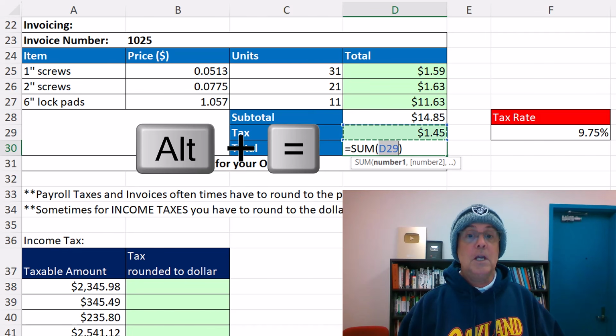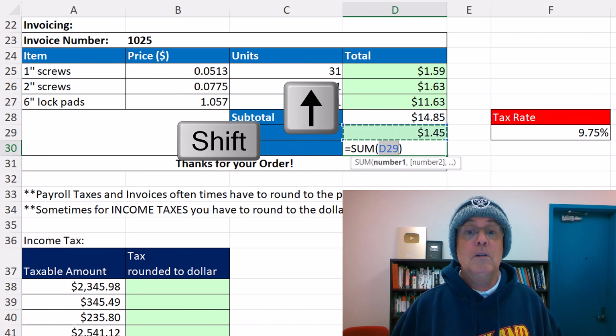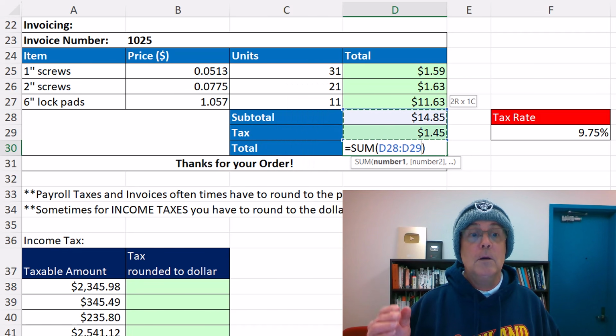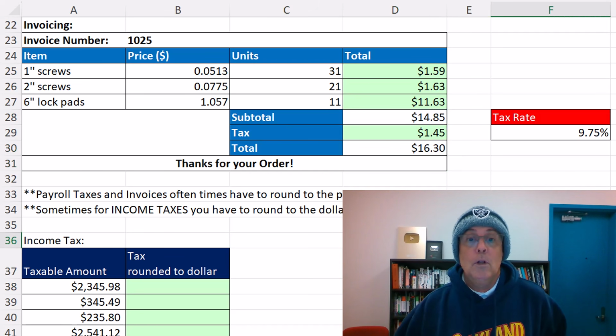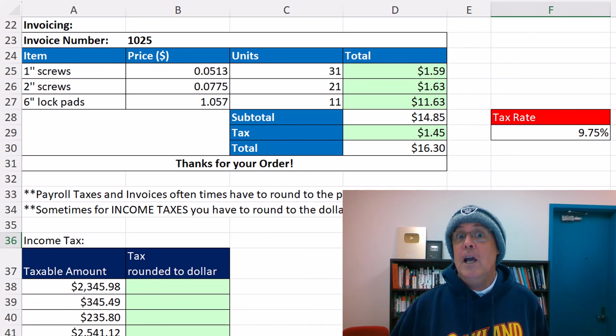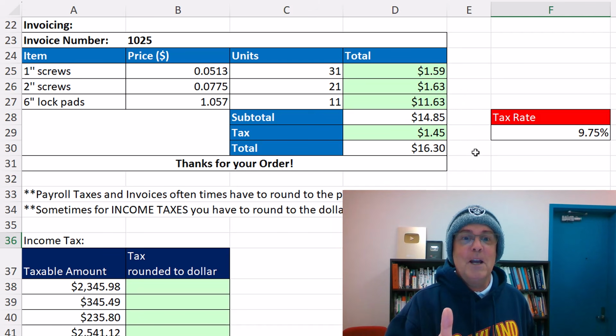$1.45. Alt equals, I can use shift and up to get subtotal and tax. And now when I hit enter, the total is $16.30. And I don't have any errors where I'm off by a few pennies. The customer is not going to find my error and then not trust my calculations.